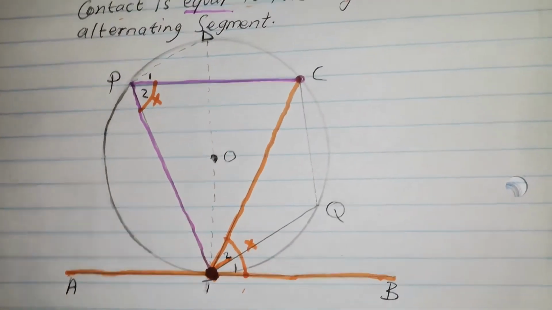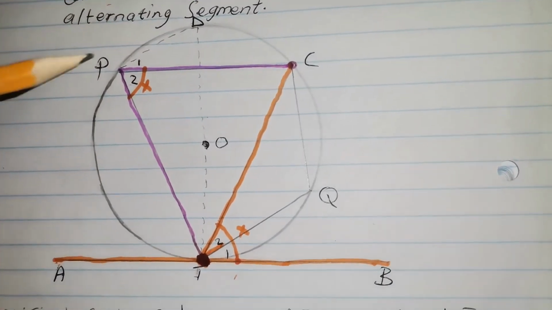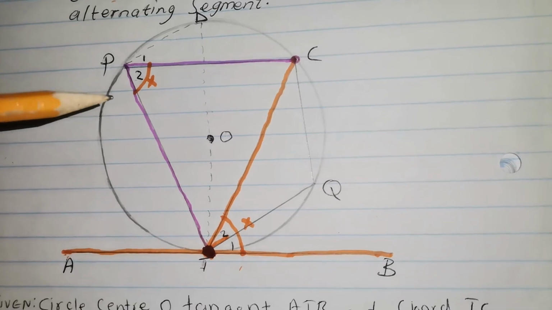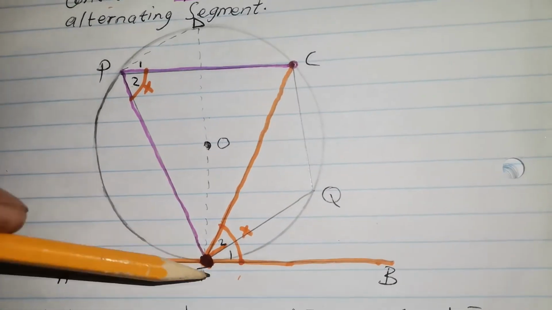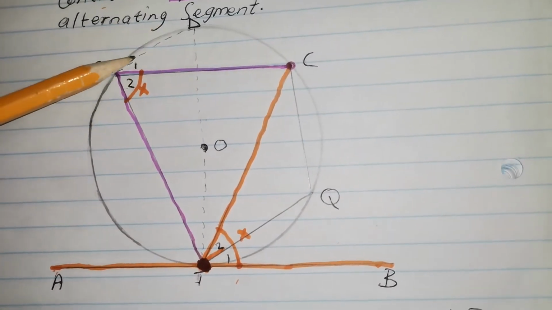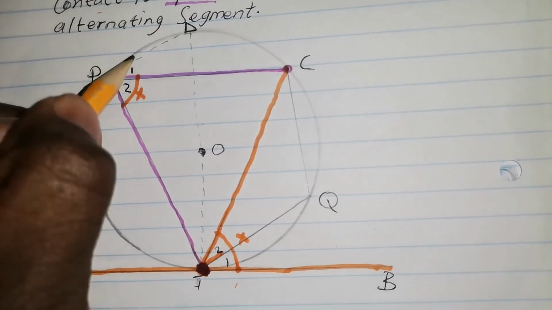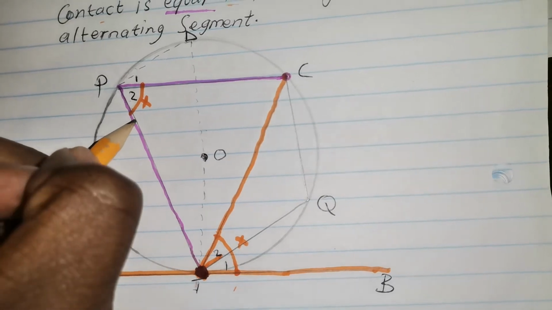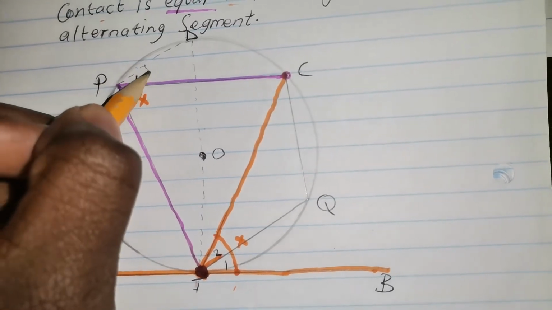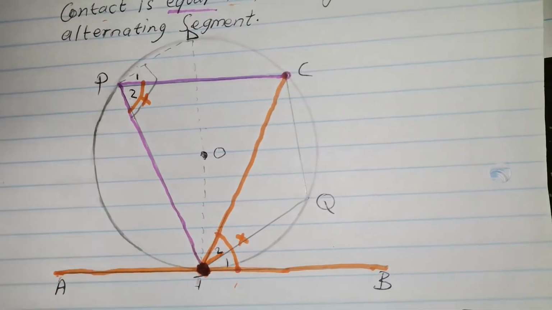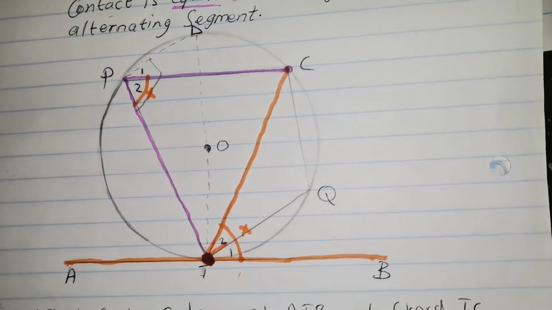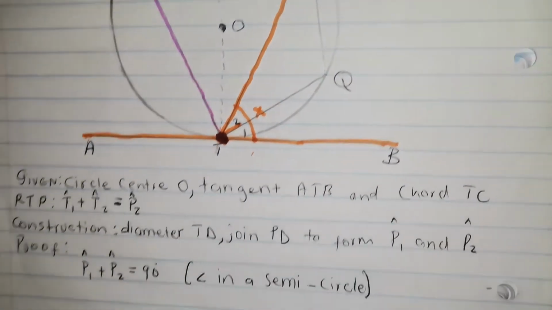Let us check, guys. What is a semicircle? A semicircle is an angle that is made or subtended by a diameter. Diameter TD makes angle P1 plus P2. Remember, guys, it is a 90 degree angle here. You can just see it like this. Yes, 90 degree angle there. I hope you understand, guys. Then let us go again.